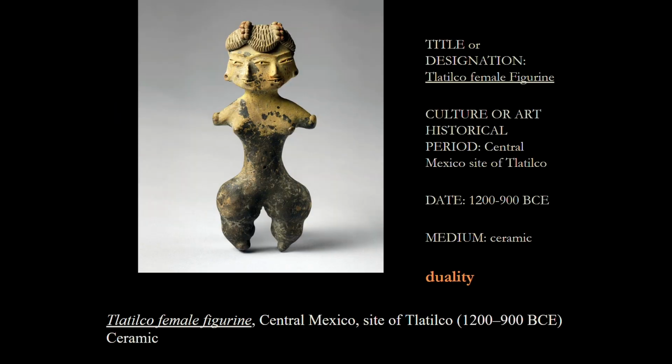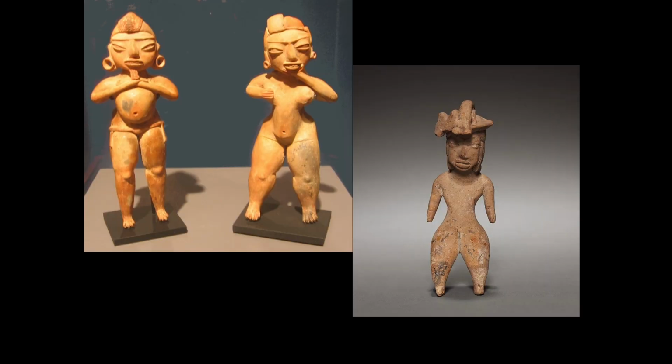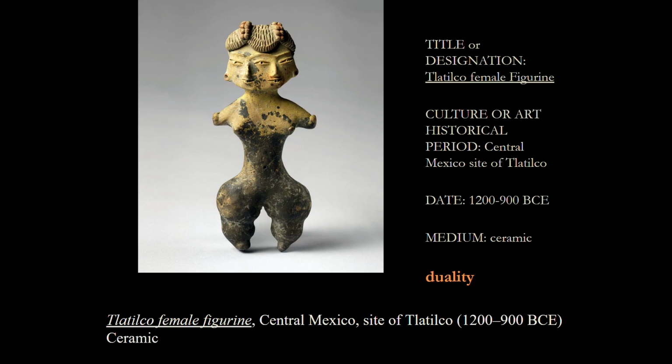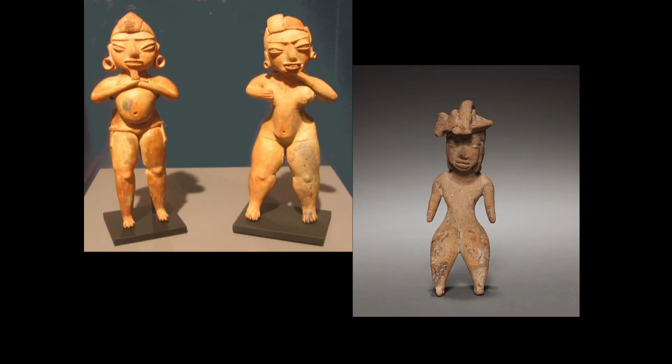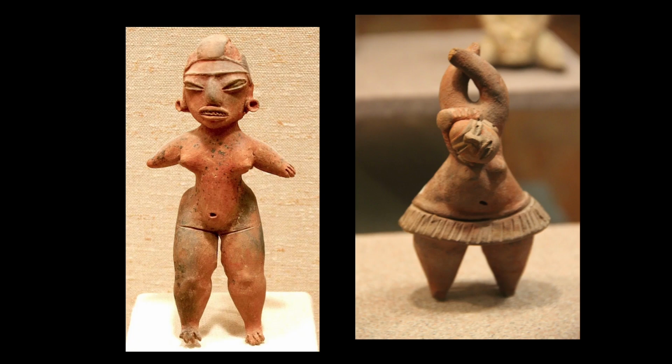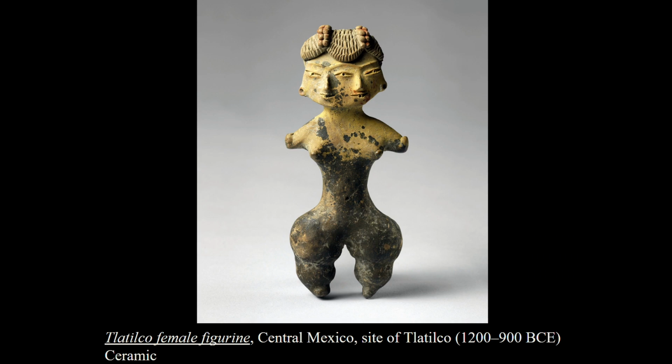Let's talk about our Teotihuacan female figurine. And you'll notice in orange there is this word called duality, one of the theories behind this artwork. So we have many of these objects which have been found in Mexico. Central Mexico, the site of Teotihuacan, hence the name. They're ceramics, that's this baked clay. It's from the late 2nd millennium, and usually they're women, indicated by the larger hips and the breasts, though occasionally we have males.